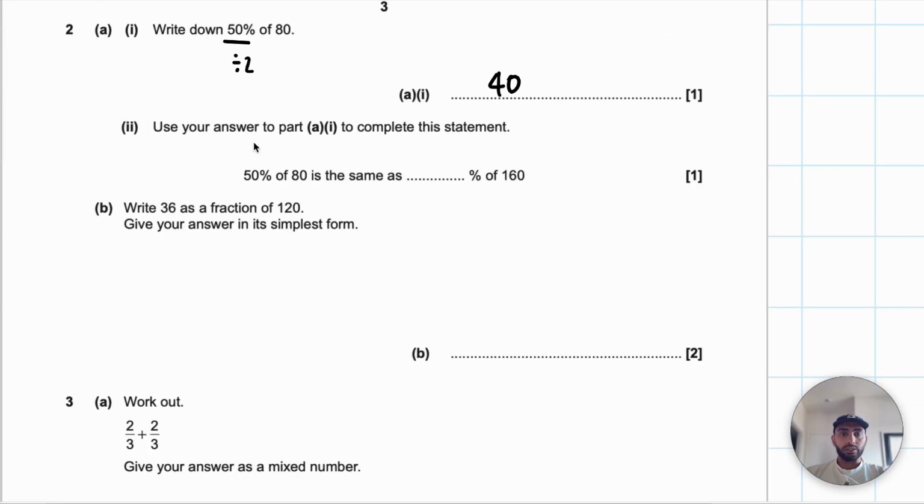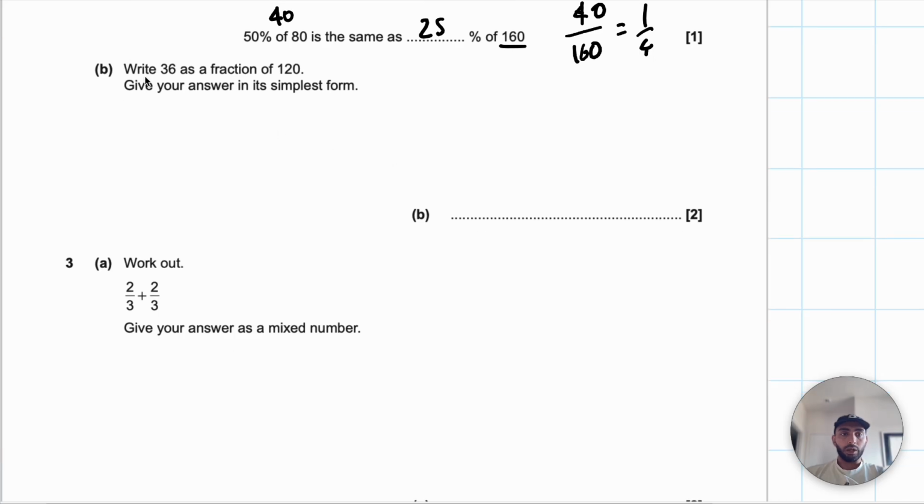Part 2. Use your answer to complete the statement. 50% of 80, which was 40, is the same as what percentage of 160? So 40 out of 160 is the same as 1/4. If I divide the top by 40 and I divide the bottom by 40, 1/4, which is the same as 25%.